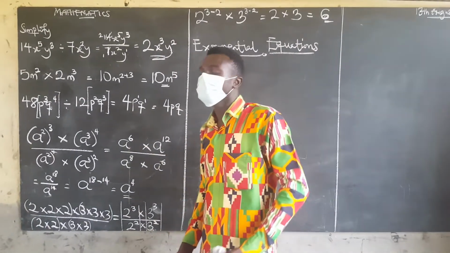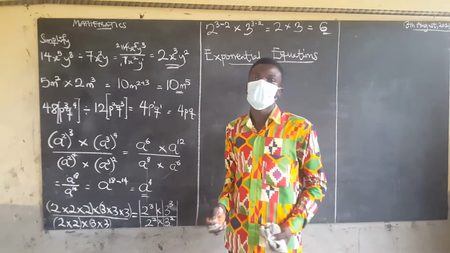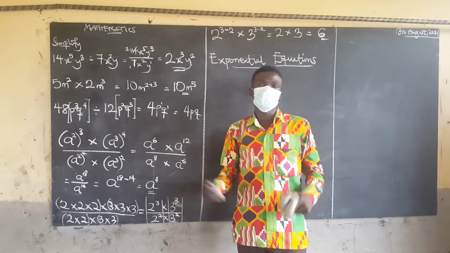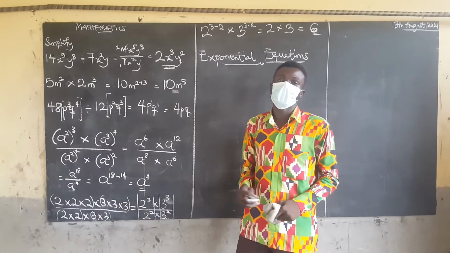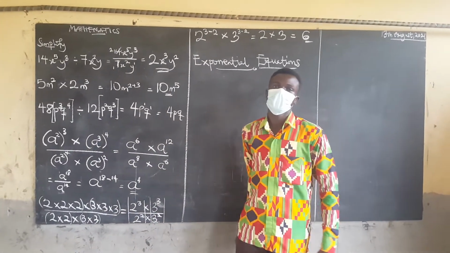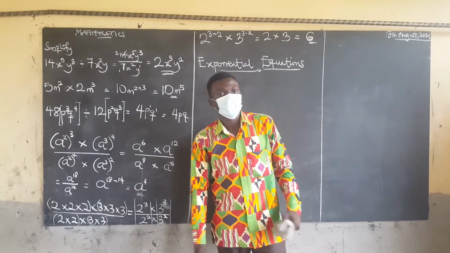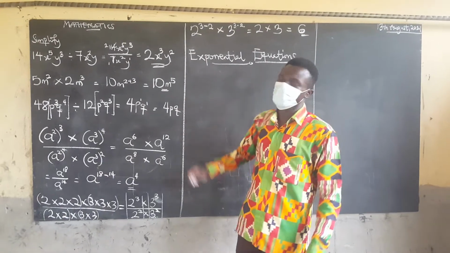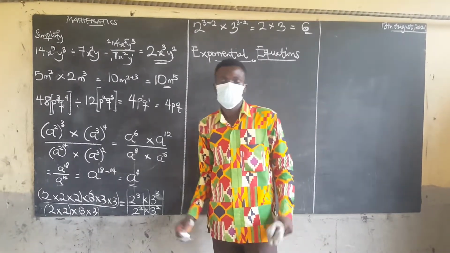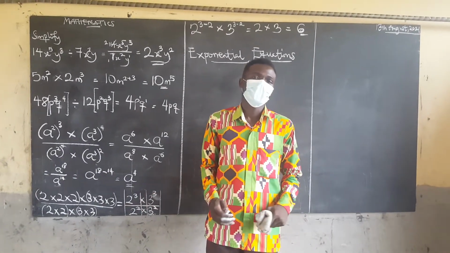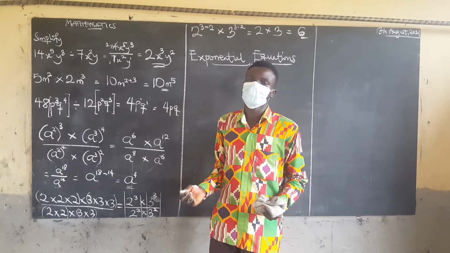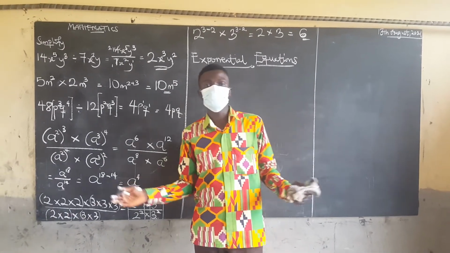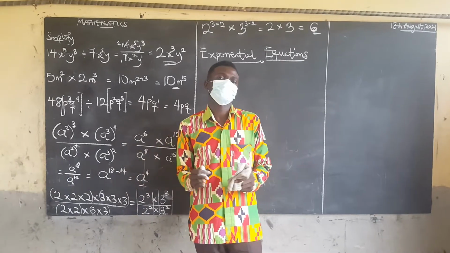These are more examples on how to simplify powers of numbers, that is addition, division, and multiplication of powers of numbers. Let us look at the next one, exponential equation. One will ask, what is an exponential equation? These are 2 different words that have been brought together.